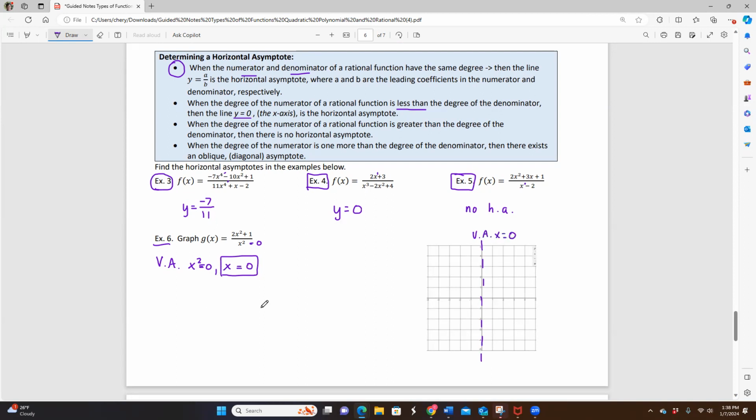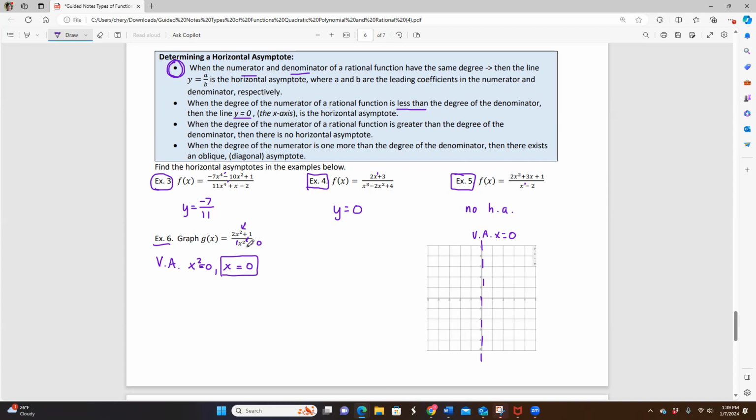X equals 0. Now, our horizontal asymptote is going to be found. In this case, they both have the same degree exponent. So we are looking at this first criteria. When the numerator and denominator of a rational function have the same degree, then the line y equals a over b is the horizontal asymptote, where a over b are the lead coefficients.